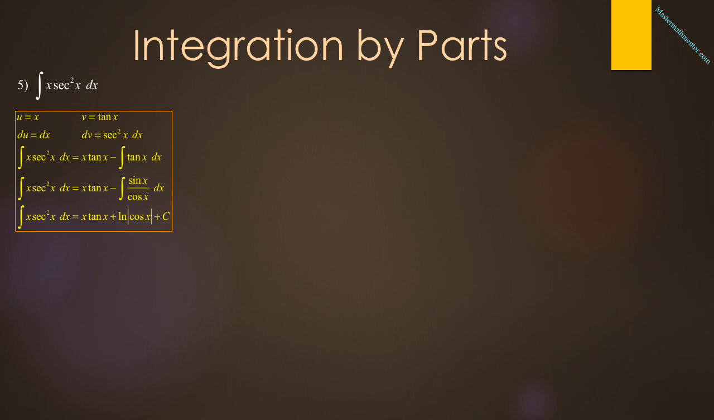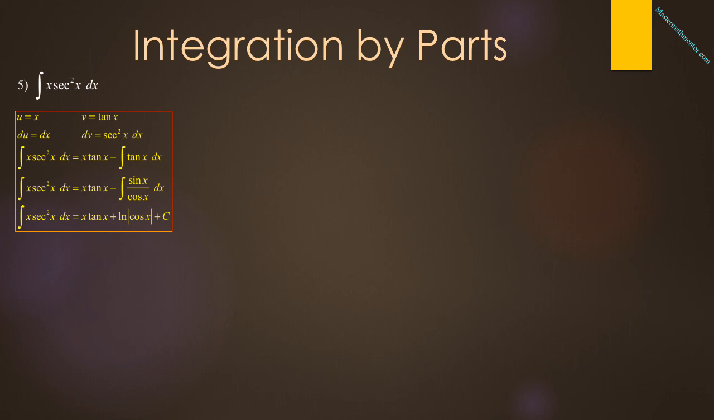Number 5 asks for the integral of x secant squared x dx. It's pretty obvious that the best choice of u is x, because du is dx, and dv should be secant squared x dx because it's easy to integrate. v is simply the tangent. So therefore, we can write our integral as x tangent of x minus the integral of tangent of x dx.